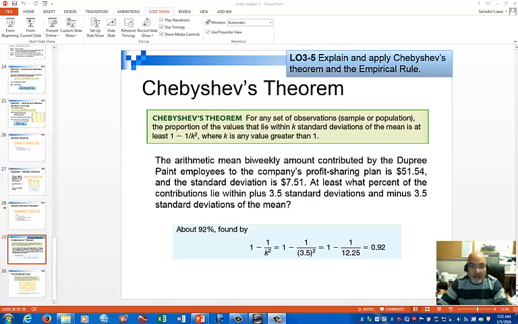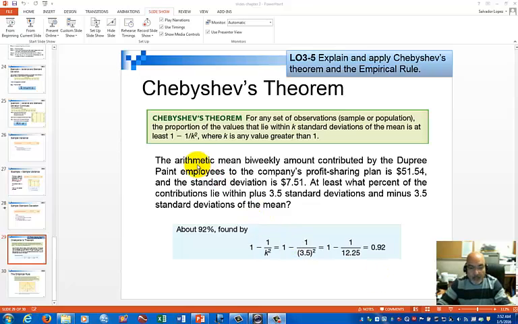In section 5 of chapter 3, we discuss the Chebychev theorem and the empirical rule. The Chebychev theorem says that for any set of observations, whether sample or population, the proportion of the values that lie within k standard deviations of the mean is at least 1 minus 1 over k squared, where k is any value greater than 1. Let's explain what this means.